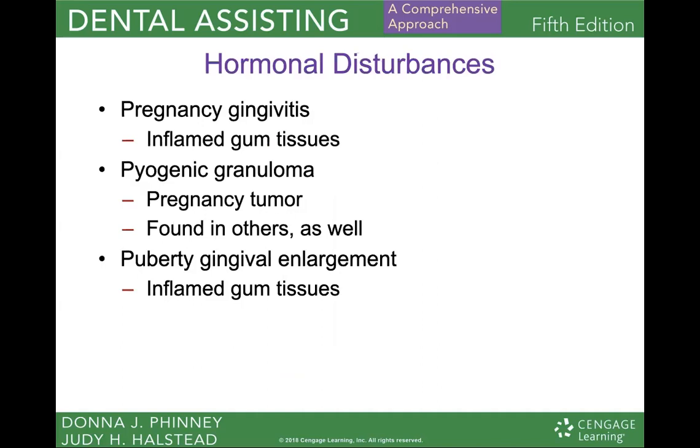Hormonal disturbances include pregnancy gingivitis, which is where the gingival tissues appear enlarged and inflamed. This occurs in about 5% of pregnant women. Pyogenic granulomas can be found in anyone, although they are normally referred to as a pregnancy tumor. This overgrowth of granulation tissue is caused by hormonal disturbances. Puberty gingival enlargement is where adolescents may develop swollen gingival tissues like pregnancy gingivitis that will disappear after time. All of these conditions are temporary and clear up after the hormonal balance returns to normal.